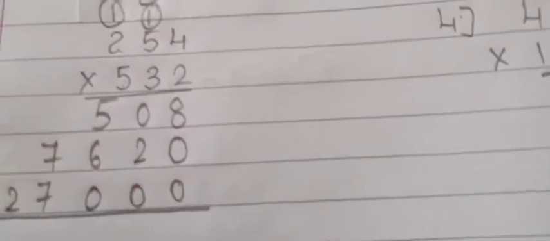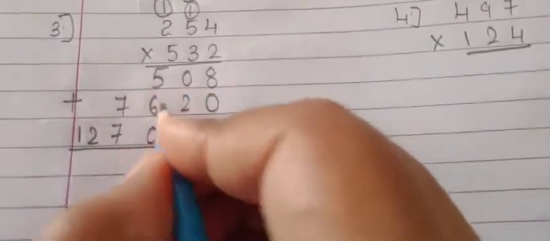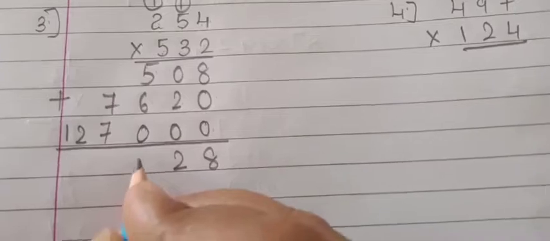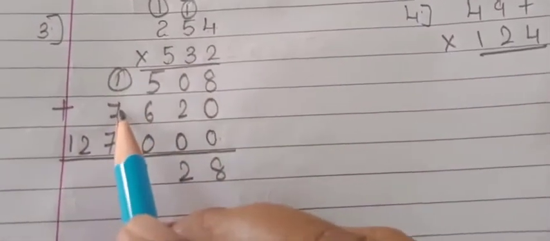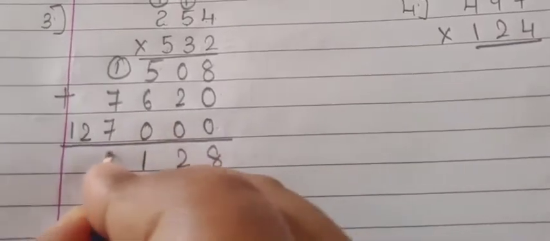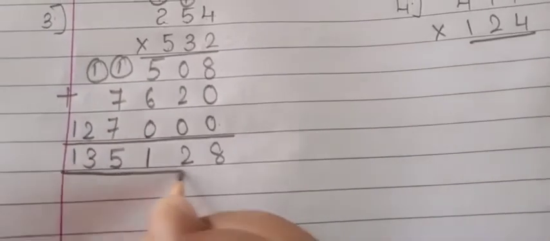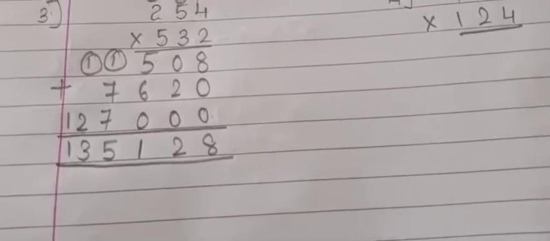Now here we have to add. Now 8 plus 0 is 8. 8 plus 0 is 8. 0 plus 2 is 2. 2 plus 0 is 2. Now 5 plus 6 is 11. 11 plus 0 is 11. So 1 we will write down, other 1 will be carried over. 1 plus 7 is 8. 8 plus 7 is 15. So 5 we will write down, other 1 will be carried over. 1 plus 2 is 3, and this 1 will come down. So our answer is 1,35,128.